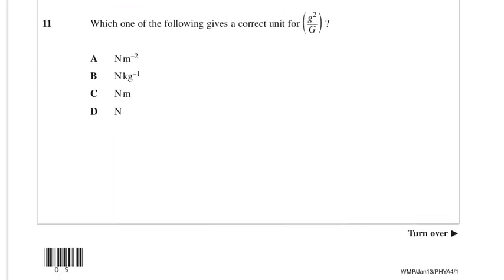Which one of the following gives the correct unit for g squared over G? So g is the field strength of Earth in newtons per kilogram, which is being squared. And G, if we look onto our formula sheet, let's look up G, has the units newtons meters squared kg to the minus 2.